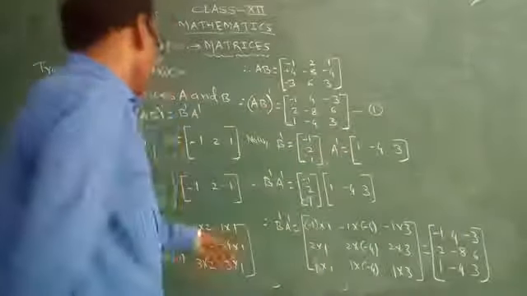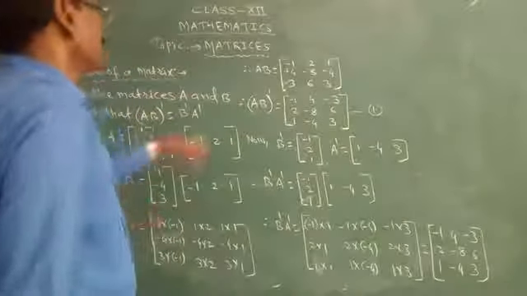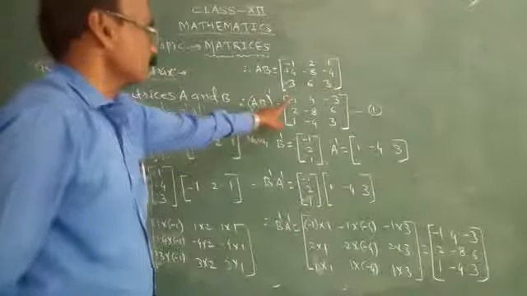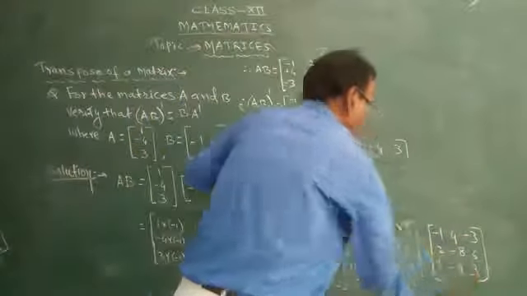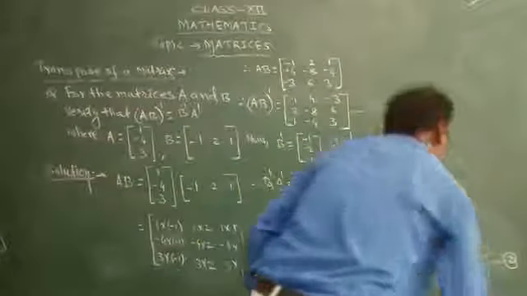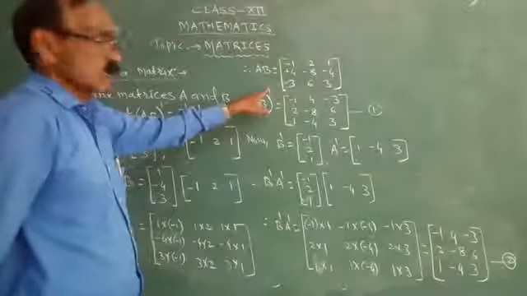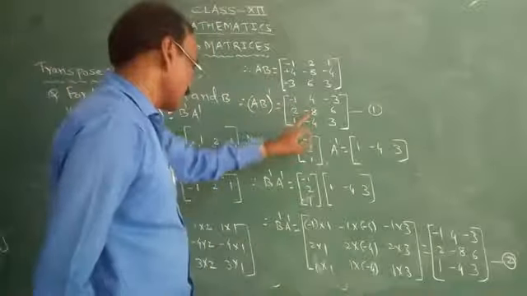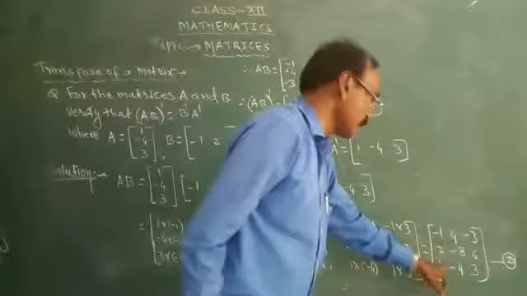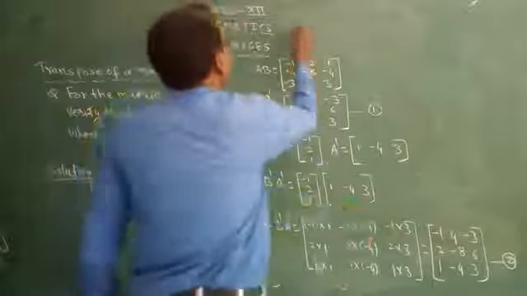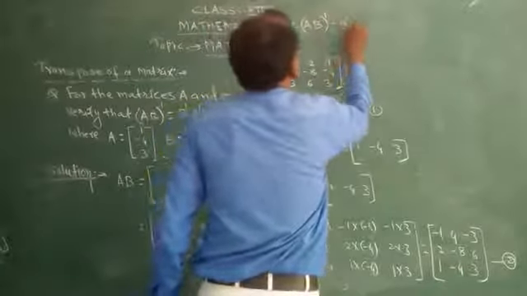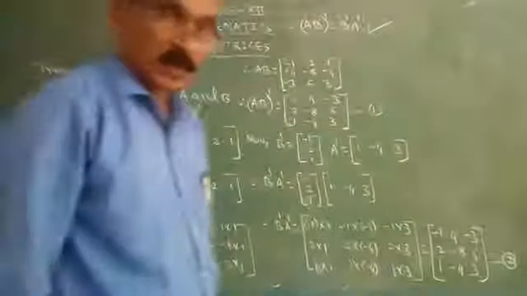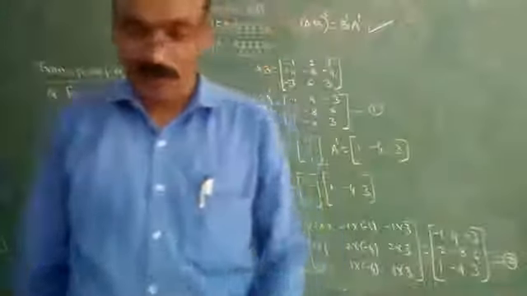Check. Our (A into B) transpose was minus 1, 4, minus 3, 2, minus 8, 6 and 1, minus 4, 3. This is number 2. So here (A into B) transpose equals this matrix, and B transpose into A transpose is this matrix. Both are same. Therefore, we can write (A into B) transpose equals B transpose into A transpose. It is verified. Okay, students. Thank you. Other examples, you try yourselves.